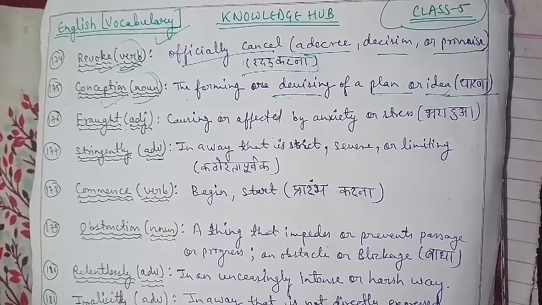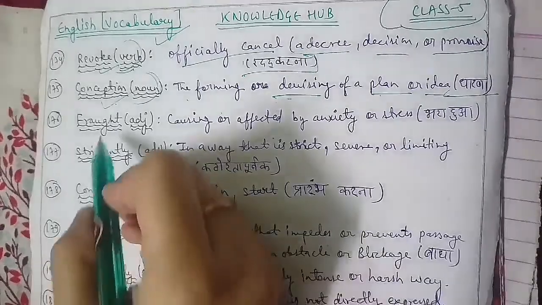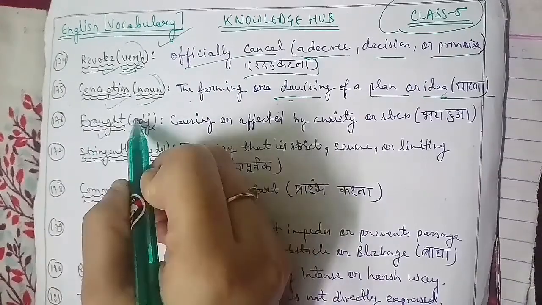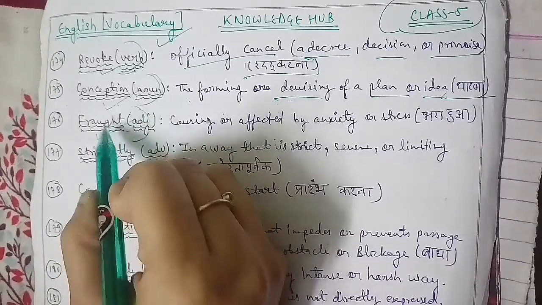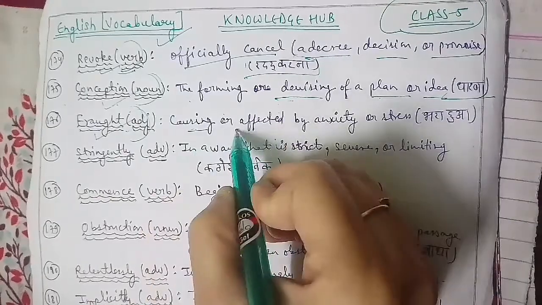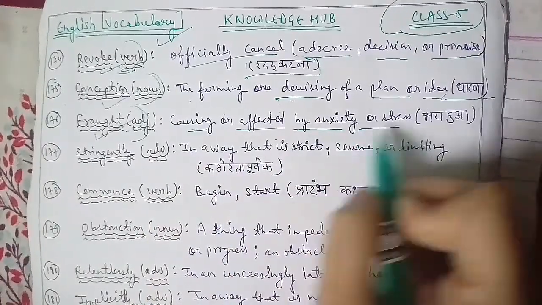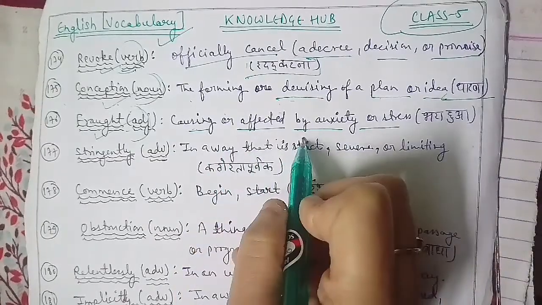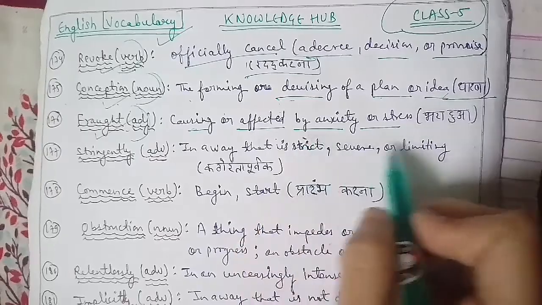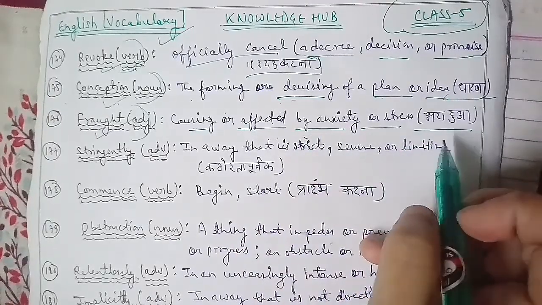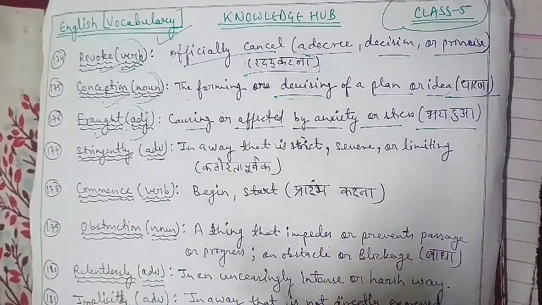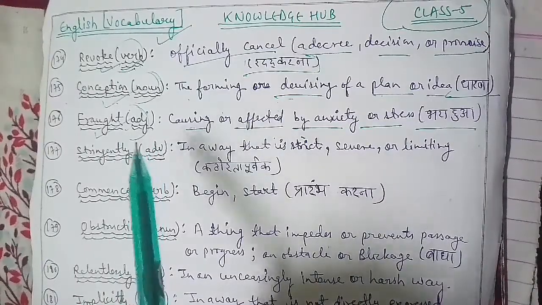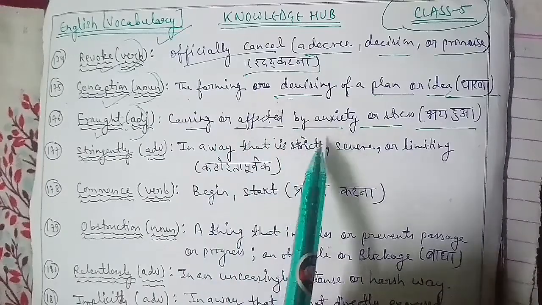Now moving on to the next one, 176, that is fraught. Fraught is a word that is used as an adjective here, and the meaning of fraught is causing or affected by anxiety or stress. When a person is affected by anxiety or stress, in Hindi you can say भरा हुआ, दुख से भरा हुआ, टेंशन से भरा हुआ, स्ट्रेस से भरा हुआ, एंजाइटी से भरा हुआ. So for those sentences where the person is causing or affected by anxiety or stress, you can use the word fraught there.